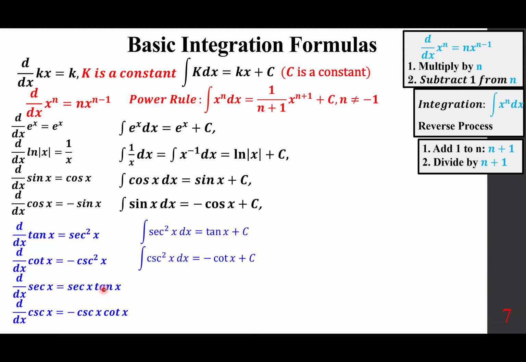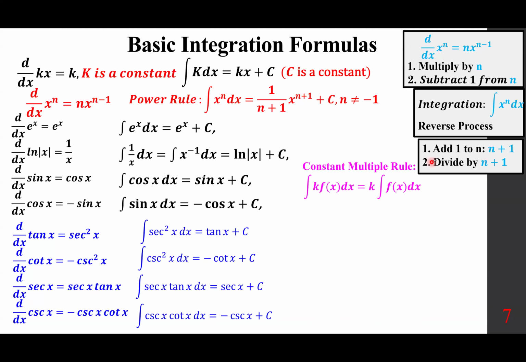If the derivative of secant is secant tan x, the integral of secant x tan x dx must be secant x plus a constant. And if the derivative of cosecant is negative cosecant cotangent, the integral of positive cosecant cotangent must be minus cosecant x plus a constant. Don't forget you need the dx here.